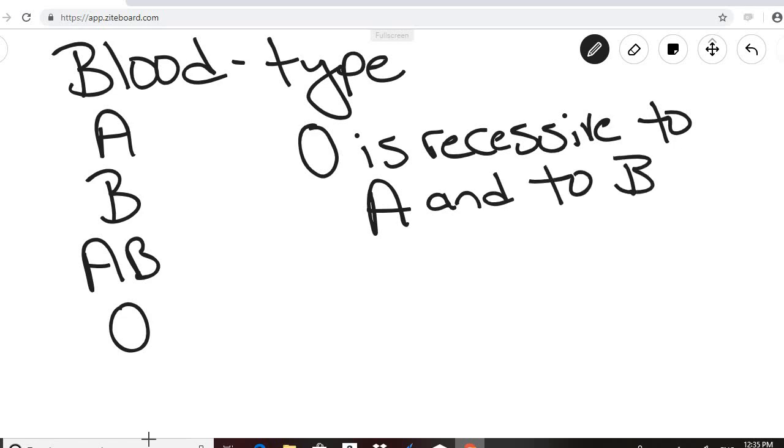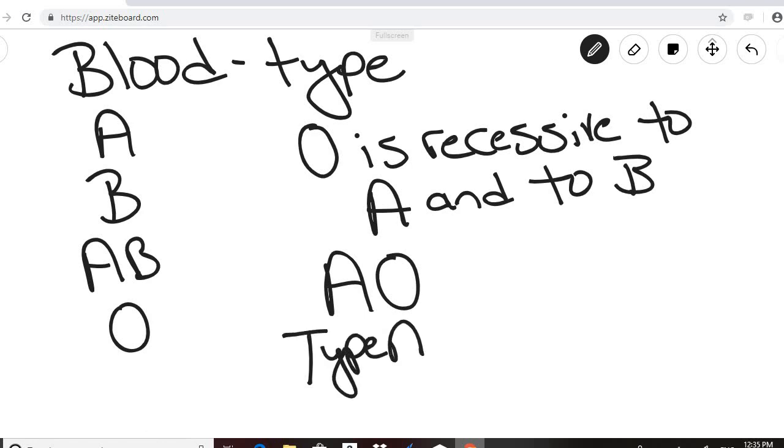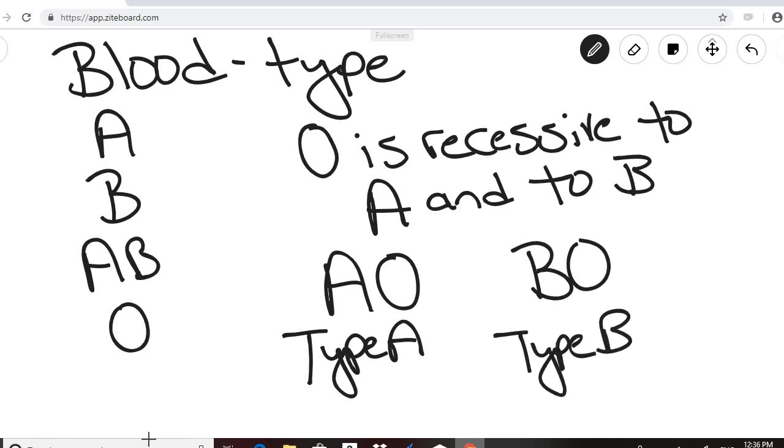So what that means is that if you have two alleles, you could have an A allele and an O allele. Since O is recessive to A, this would be type A blood. And if your two alleles were this, so if this were your genotype, since O is recessive to B, this would be type B blood. Okay, so we know that O is recessive to A and B.